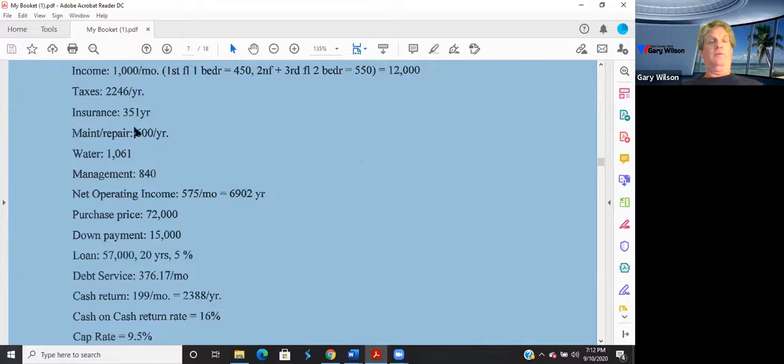So if you added these 5 up, taxes through management, added them up and divided by 12, you'd be left with $575 per month, okay? So in any case, I set the price at $72,000. I'm going to show you how we calculate that.